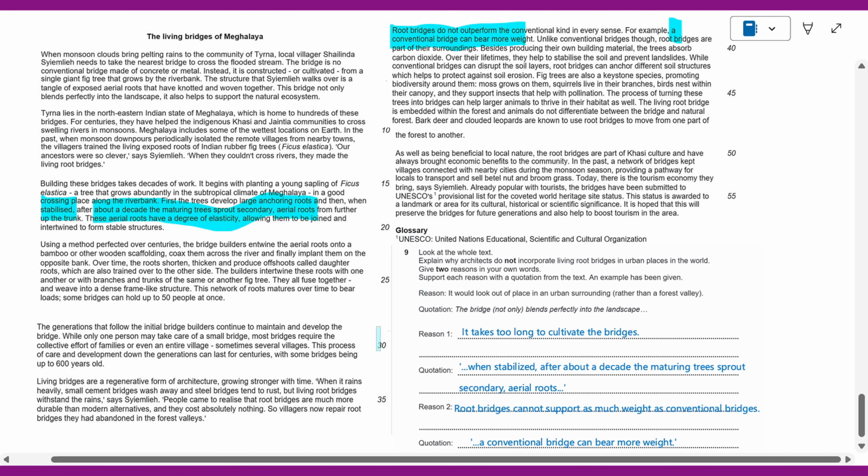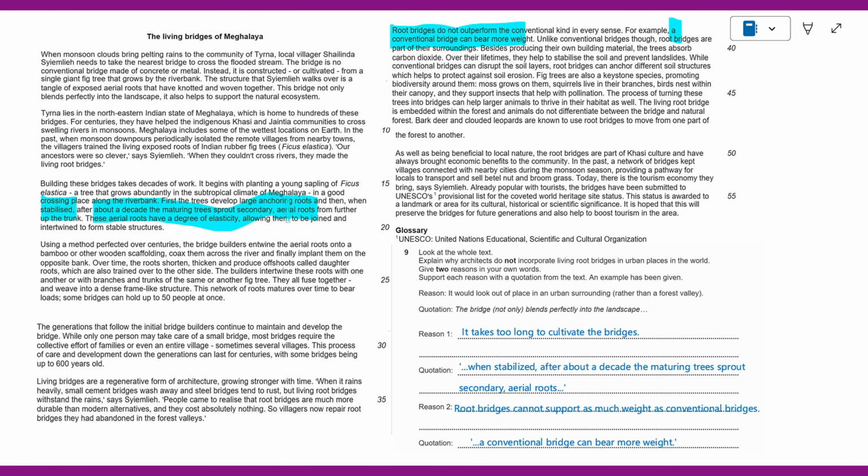So guys, these are the quotations. "When stabilized after about a decade, the maturing trees sprout secondary aerial roots," so it takes too long to cultivate the bridges. A decade is quite a long time. Next is "a conventional bridge can bear more weight," so root bridges cannot support as much weight as conventional bridges.